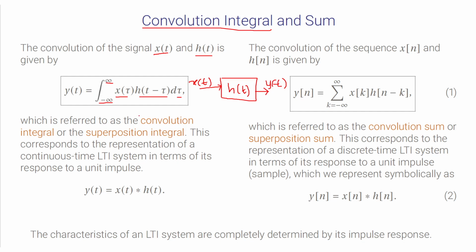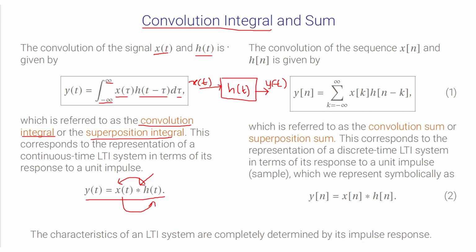One more thing that we have to remember is that when we represent this convolution using the asterisk, as it is commutative, we can interchange the signal and the system. So it does not mean very much to think that the system is a system or the signal is a system. They are interchangeable. This is called the convolution integral or superposition integral. This corresponds to the representation of a continuous time LTI system in terms of its response to a unit impulse.